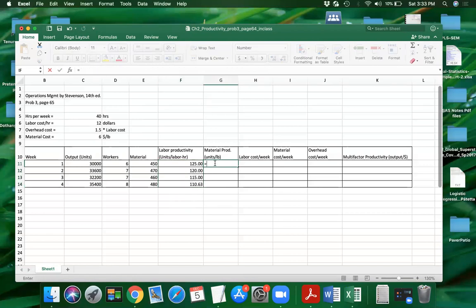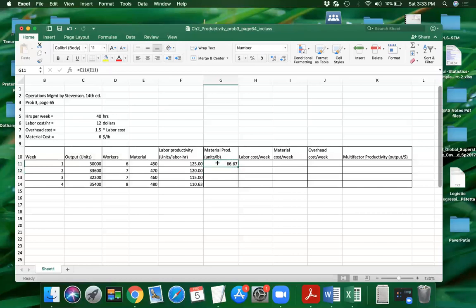So likewise here, the output is this 30,000 bars divided by the amount of material in LB, right? So this is just going to be divided by E11. Okay, and that should be it. So this is again per LB.